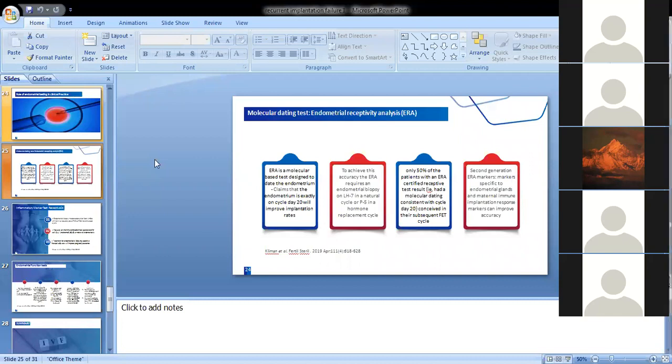To achieve this accuracy, the test requires an endometrium matching that receptive test result. The rest of them were either pre-receptive or post-receptive. So according to that report, we can plan the embryo transfer. Second generation ERA, with markers specific to endometrial glands and a maternal immune implantation response marker, can improve accuracy.